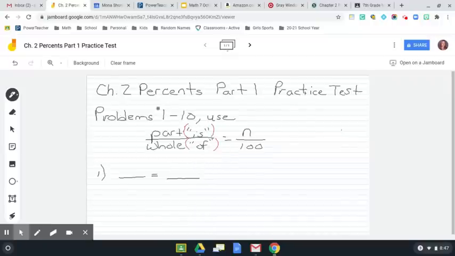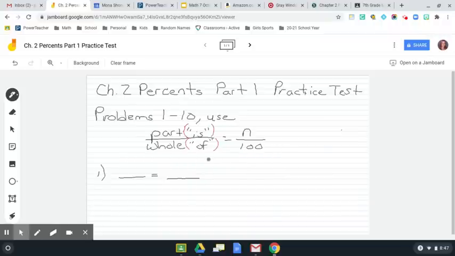Okay, so on your lined paper, you can put chapter 2, part 1 practice test. On the practice test, I sectioned it off into the proportions that you're going to use for each problem. For problems 1 through 10, it tells you this is the percent proportion: the part, the is, over the whole, the of, equals n over 100. You're solving for a missing part of that proportion.